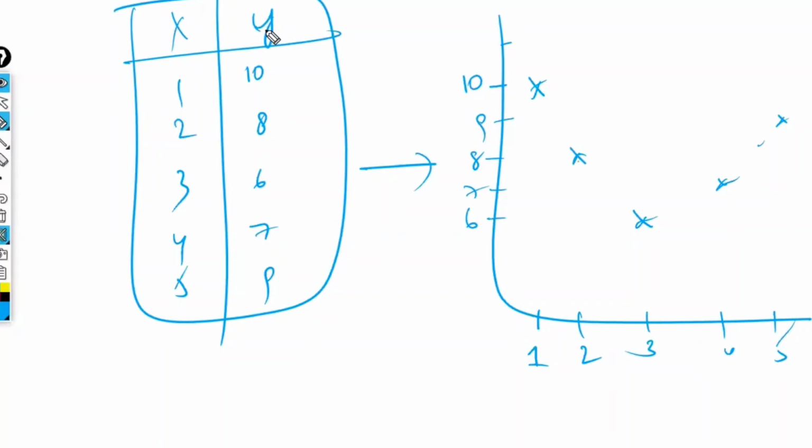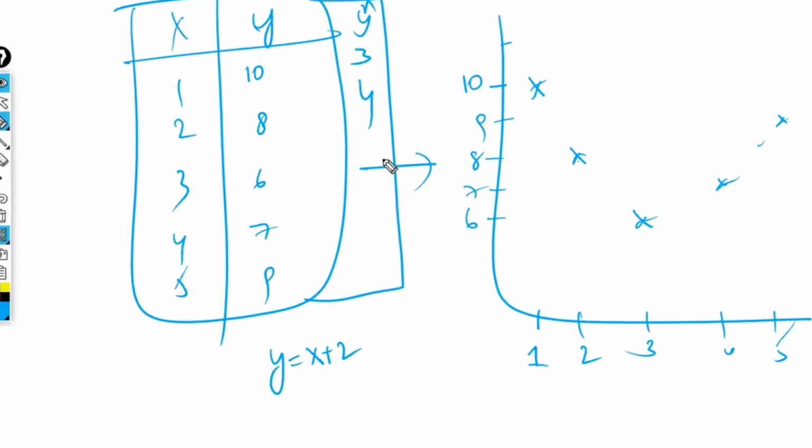Now for this scatter plot, for example, I am making one model. The model is y equal to x plus 2. Assume this is the model. Now, what is the predicted y hat? First, you keep 1 here. The predicted y hat is 3. For 2, you get 4. For 3, you get 5, then 6, and 7.